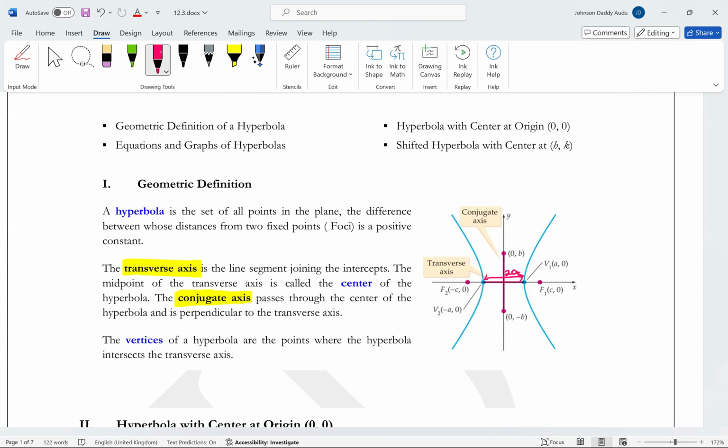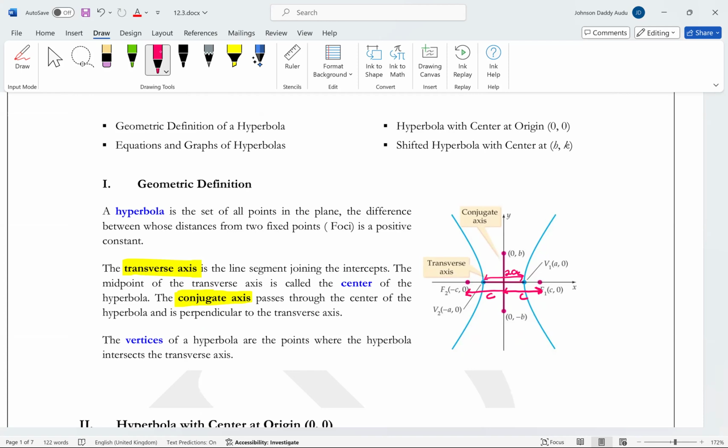Then we also have the conjugate axis. You can see the conjugate axis is this one. Then we have the foci. The foci are at a distance of c. So if this is the center, the distance from here to the first focal point is c. The distance from here to the second focal point is also c. So the distance between the two focal points is 2c.